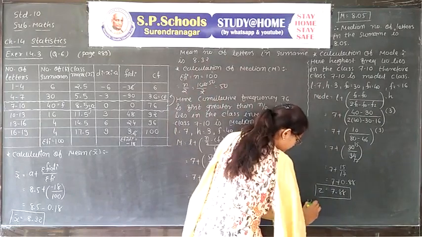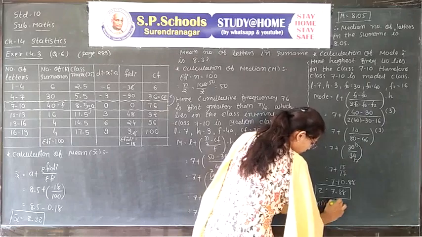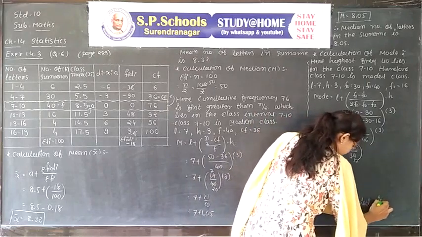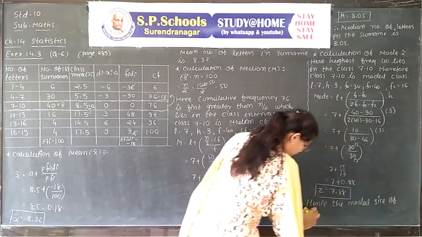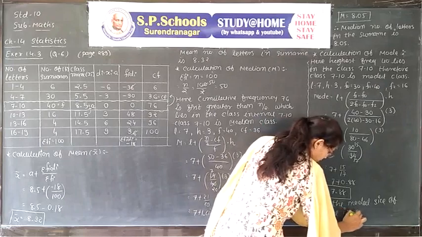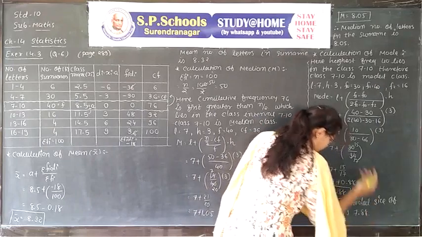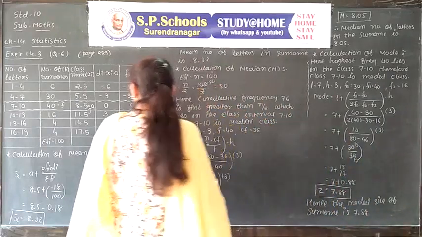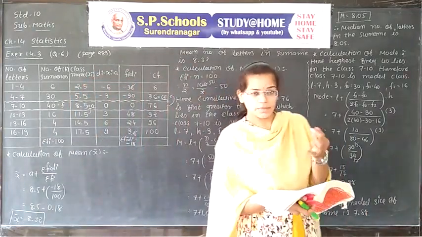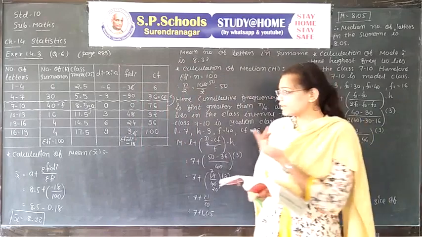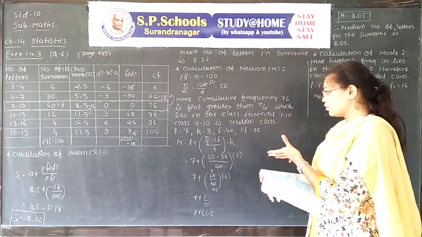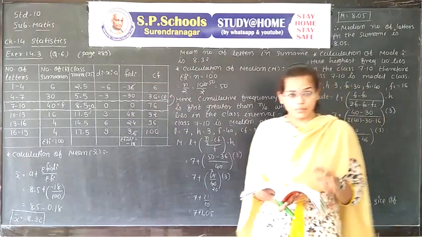Hence the modal size of the surname is 7.88. In question number 6, there are 3 different types of calculations: mean, median and mode are required. The first is for mean, the second is for median and the last is for mode.